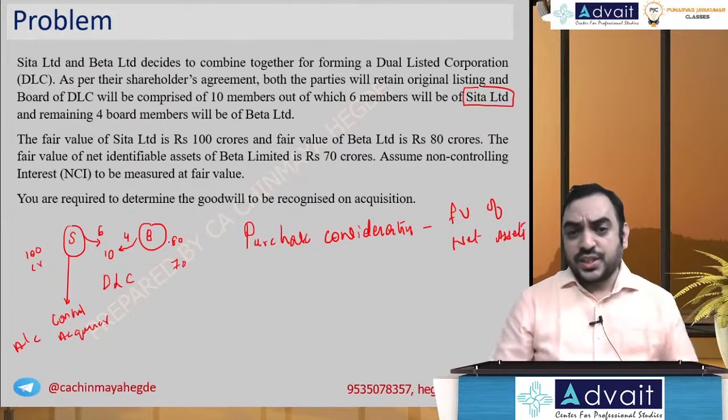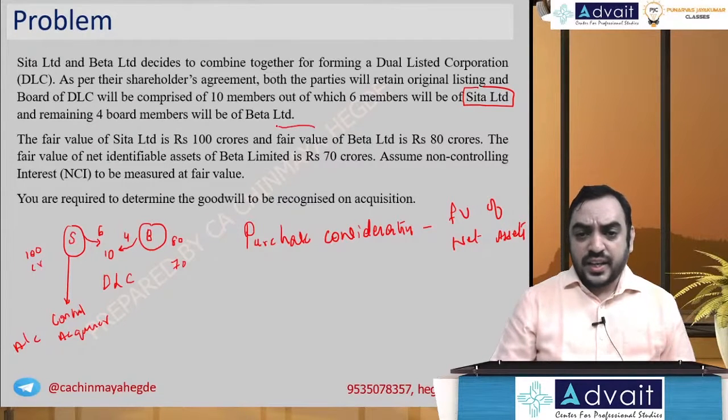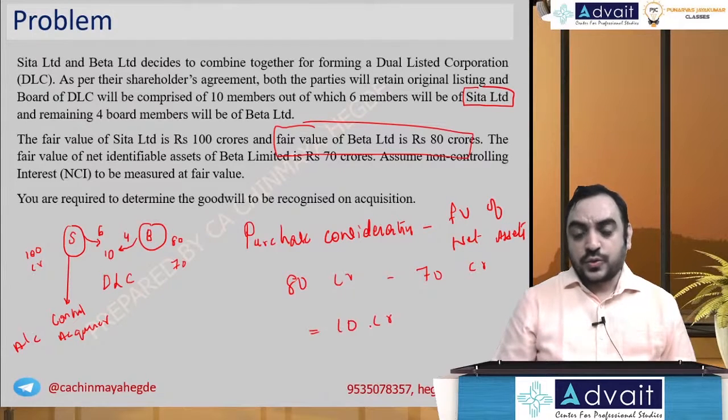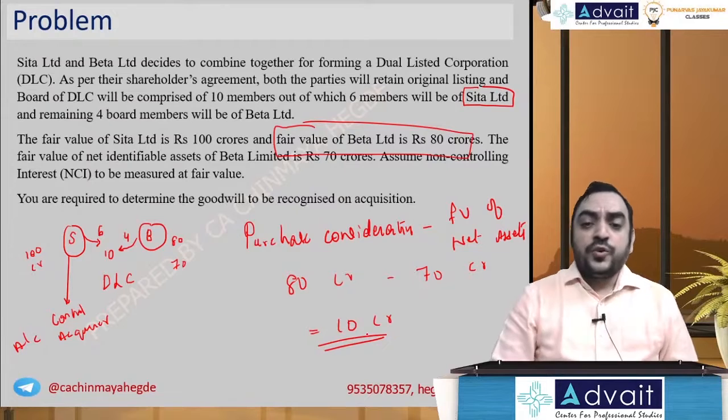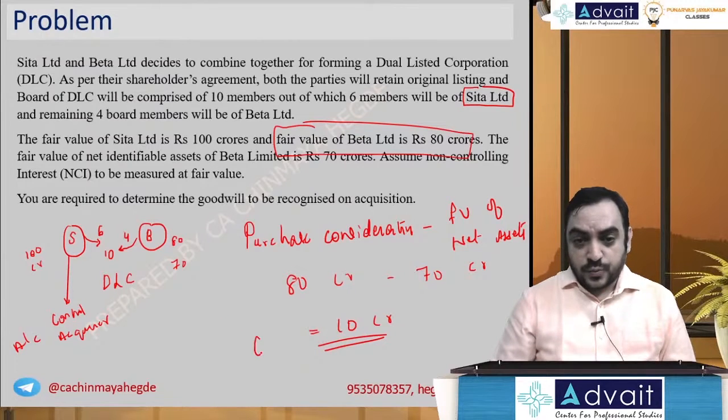What is the purchase consideration? They have given that the fair value of Beta Limited is 80 crores. So purchase consideration becomes 80 crores. And what is the net identifiable asset fair value? 70 crores. So 80 minus 70 will be 10 crores. That's all. Okay, this is what is called goodwill.